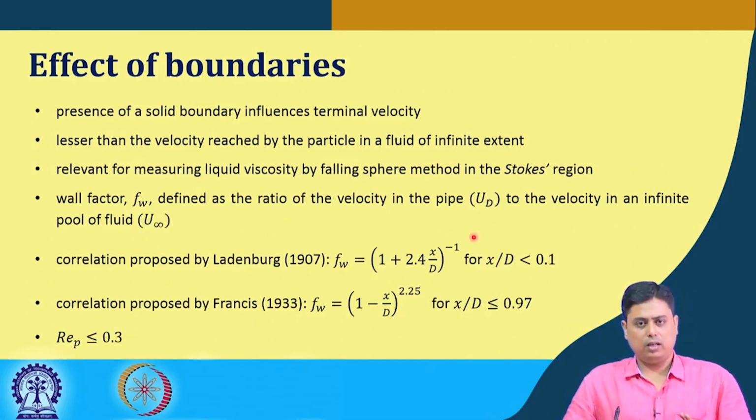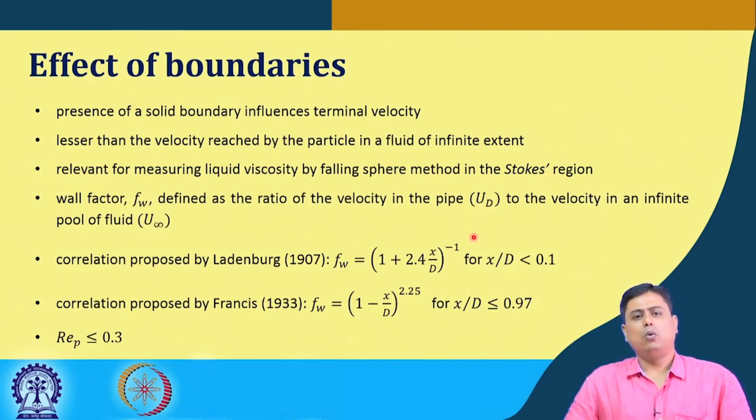So what the researchers have done is introduce a correction factor to the terminal velocity that is attained in an infinite pool of liquid. So a correction factor has been presented, and the terminal velocity that is typically attained in the Stokes law region in the absence of any boundary is multiplied with that correction factor, and then you get the fluid's ideal terminal velocity, not the actual one. The actual one happens in the presence of the solid boundary.